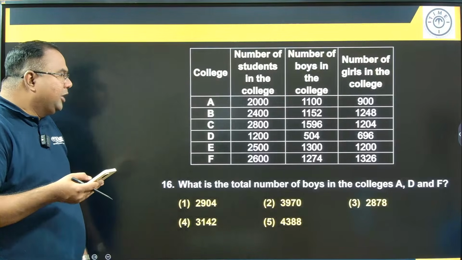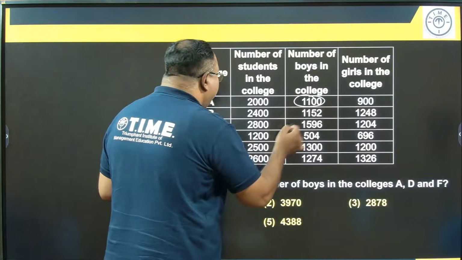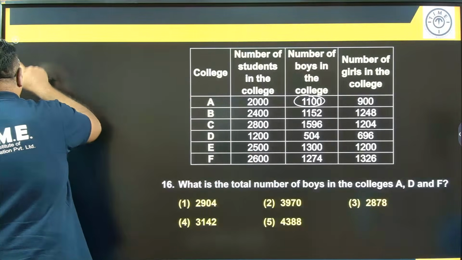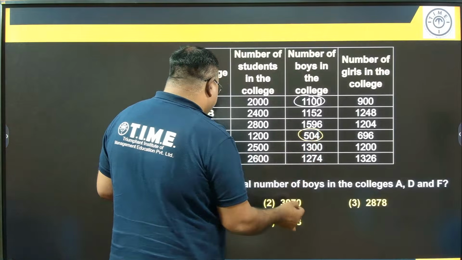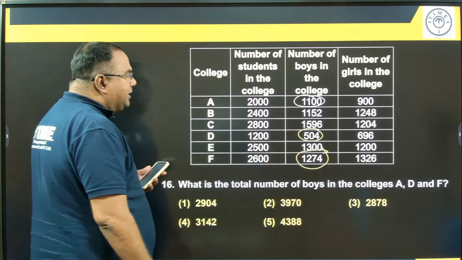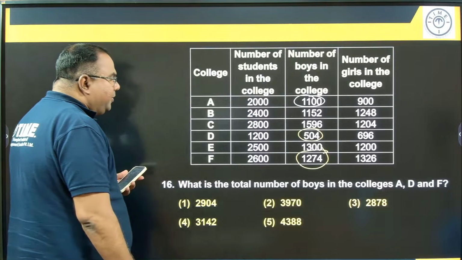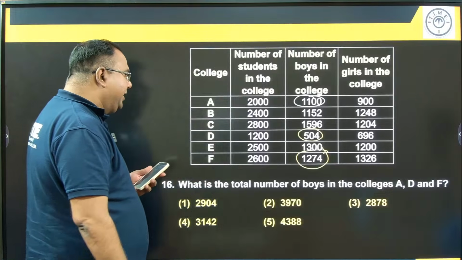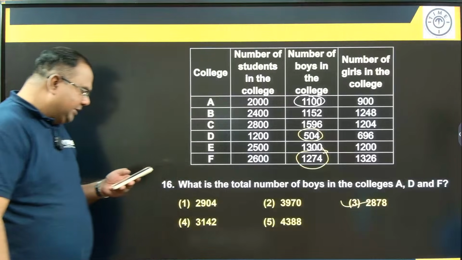Very good. What is the total number of boys in colleges A, D, F? 1100. Very good. I'll take a different ink now. 1100, D is 504, and F is 1274. Okay. 1274, 1778, 2878. 2878 is present in option 3. It is simple addition. Correct answer.